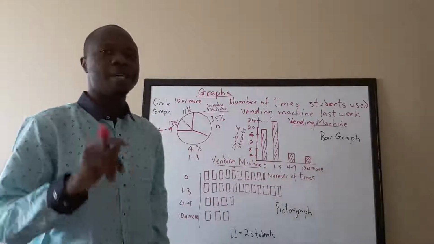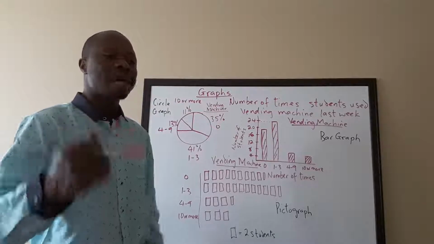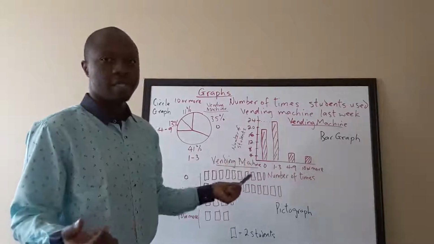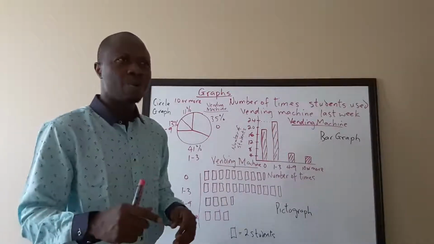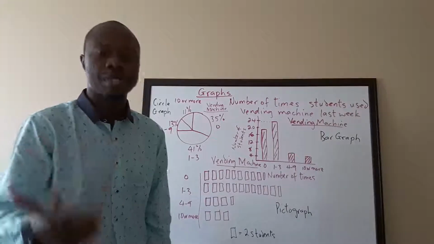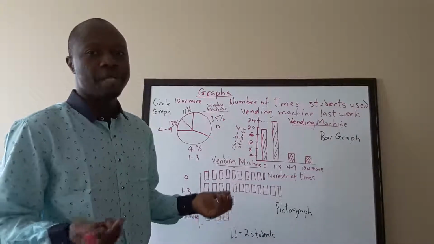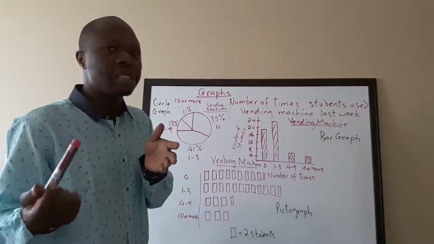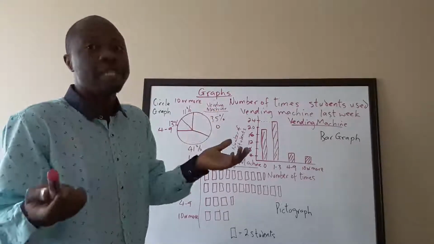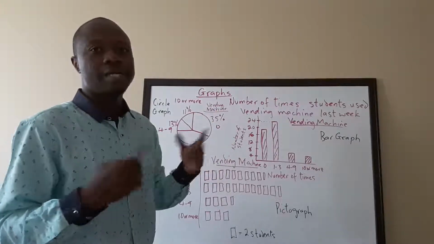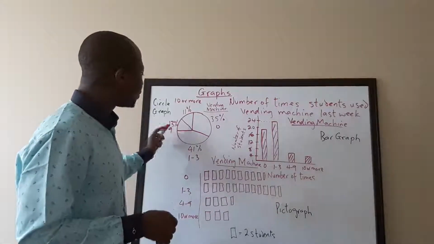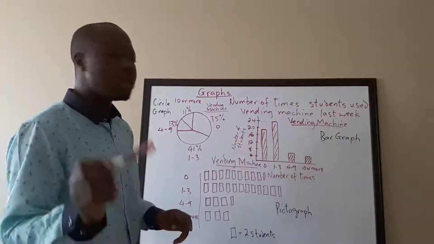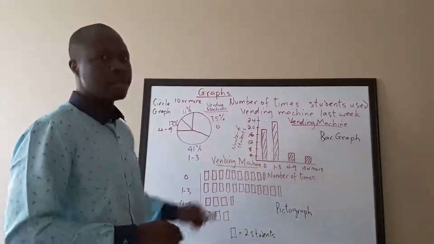Now the circle graph is not the best when you need to know the number of students, in this case, that actually used the vending machine last week. Whenever you need to know a number in a particular question or data, the circle graph is not the best. But the circle graph is very nice whenever you need to know the percent, say out of 100, of a particular situation. For example, here we have no idea of the number of students that did not use the vending machine. All we know is that 35% did not use the vending machine.